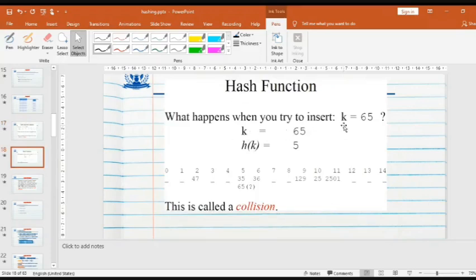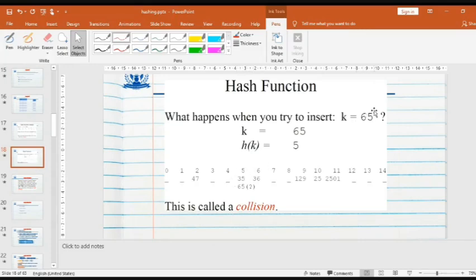So what happens when you try to insert a key 65? How will you get h of k? 65 modulo 15. 65 divided by 15 gives a remainder of 5. So 65 modulo 15 is 5. There is already one element at the 5th index: 35 is at the 5th index.